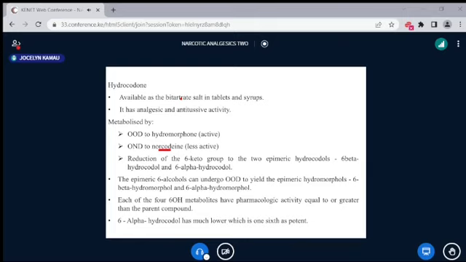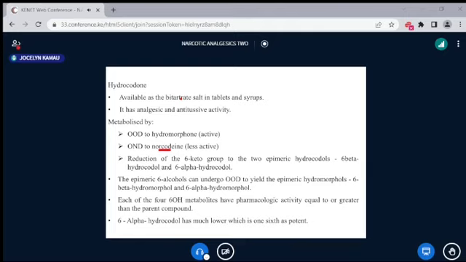Reduction of the 6-keto group can also occur, because it's a codone. Just like the morphone, it can undergo reduction of the 6-keto group to either the 6-beta or the 6-alpha. As we had said, you can get the 2 epimers, either the 6-beta or the 6-alpha. And normally we call them either the 6-beta hydrocodol or the 6-alpha hydrocodol. Both of them will exist.